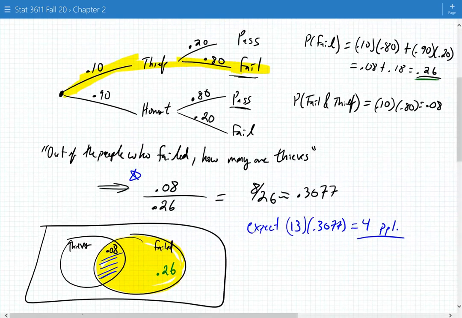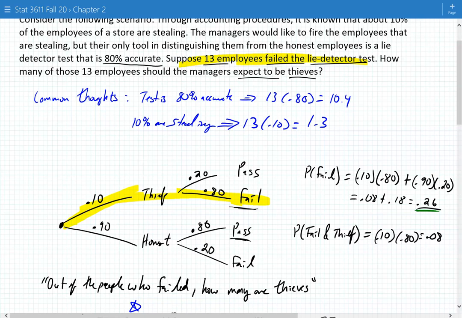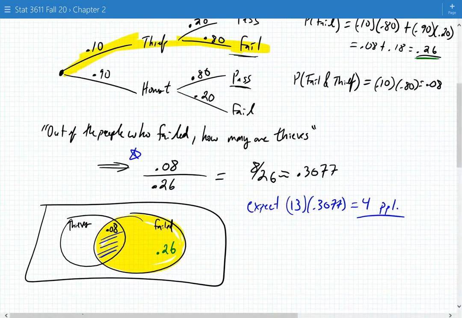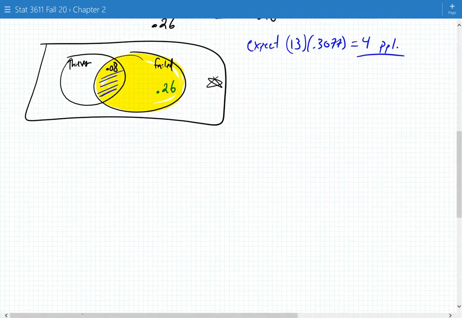This is really just to motivate the idea of what's called a conditional probability. This is a conditional probability question. It's not just how many employees are thieves. Given that you have a set of people who have failed, you already know something about your area. You're no longer looking at everything, just the highlighted circle. Given you know that information, how likely is it that some other event happened?